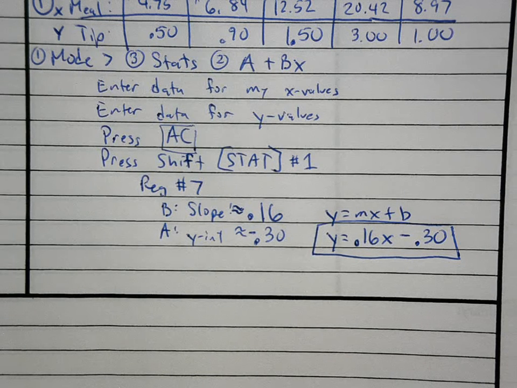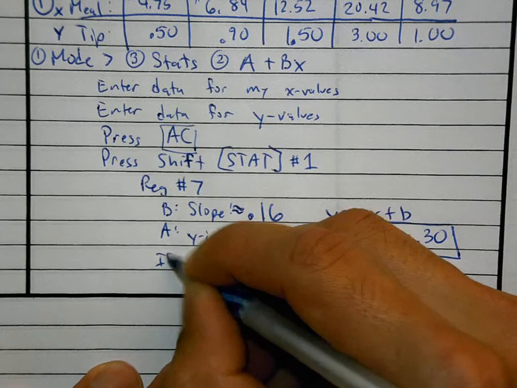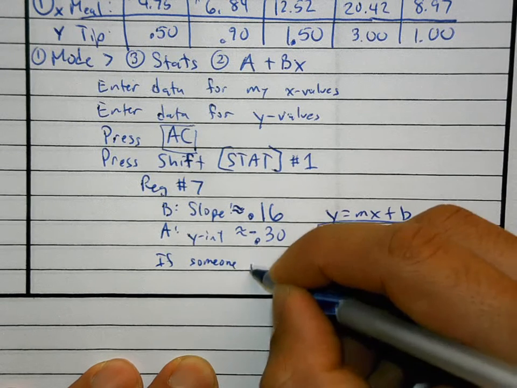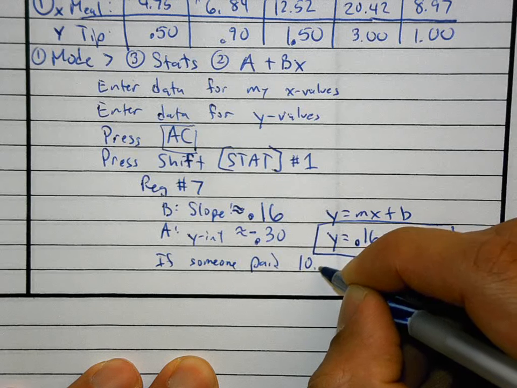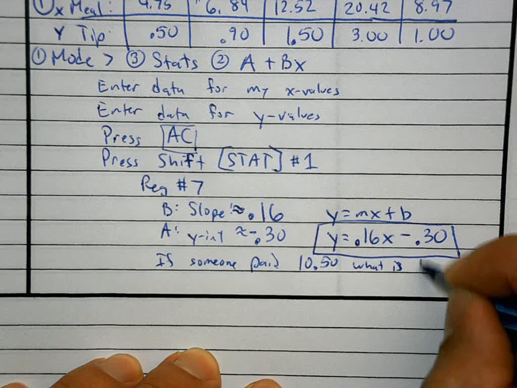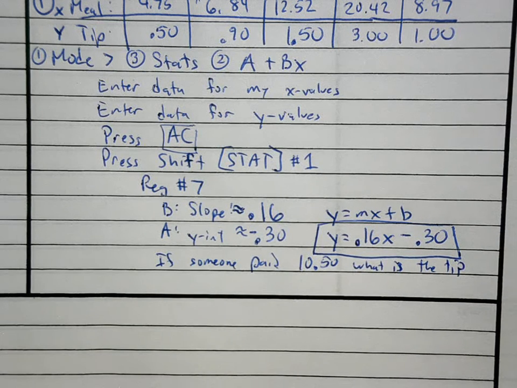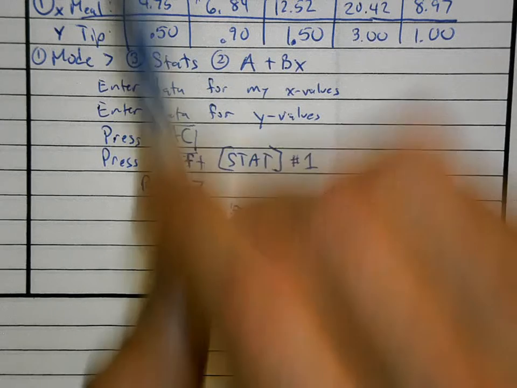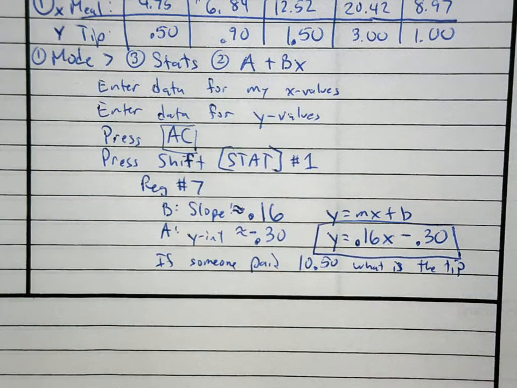Matter of fact, this is what it says. It says, if somebody pays $10.50, what do you think the tip is going to be? If someone paid $10.50, what is the tip going to be? Or what is the tip expected, is what it says. Well, guess what? We know. X stood for our meal. Can we plug in $10.50 into this equation and make a prediction?